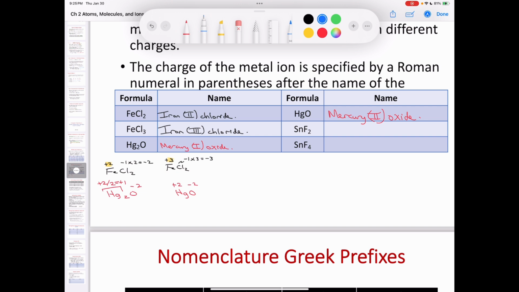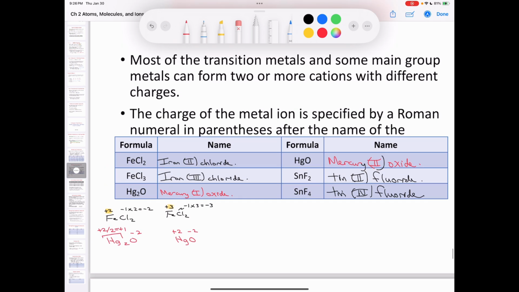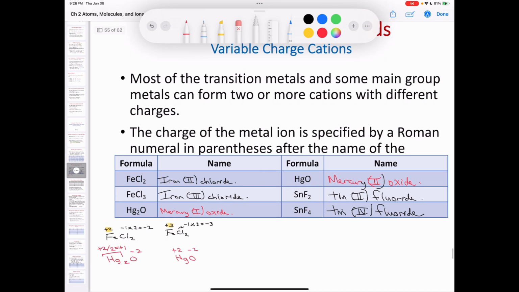The first one, so fluorine is always -1, so the first one must be tin 2 fluoride. Remember, it's fluoride, and the next one must be tin 4 fluoride. So tin 2 fluoride and tin 4 fluoride. And so now you've learned how to name ionic compounds that are comprised of a nonmetal and a transition metal that can have a variable charge.